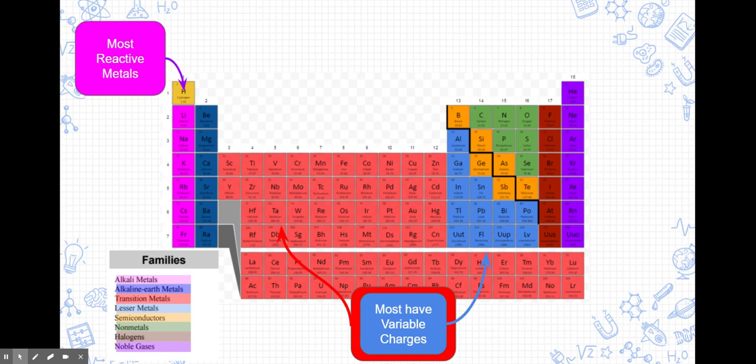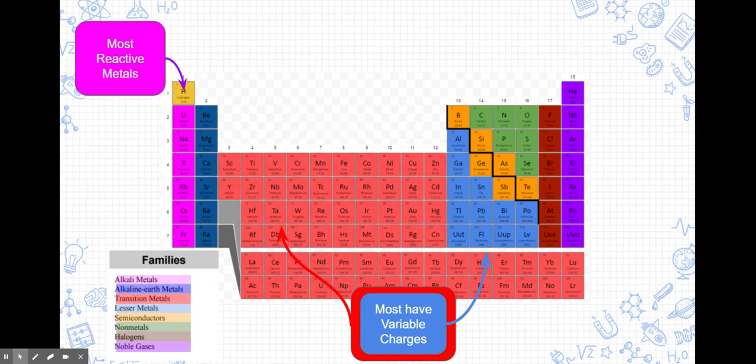Skipping the alkaline earth metals, let's talk about the transition metals as well as the other metals, the ones in red and light blue. Most of them have variable charges. We're going to learn about how each of the elements have standard charges that they become, but these two groups have charges that kind of change. They're variable. Sometimes they're +2, sometimes they're +4, and we'll talk about that later when we talk about ionic and covalent bonding.